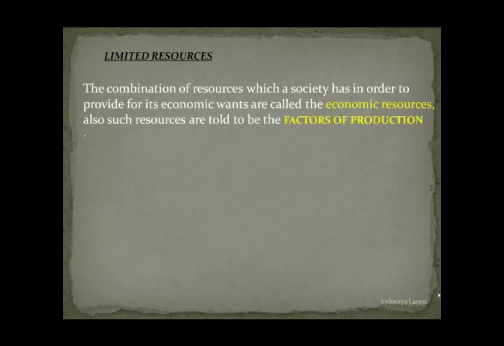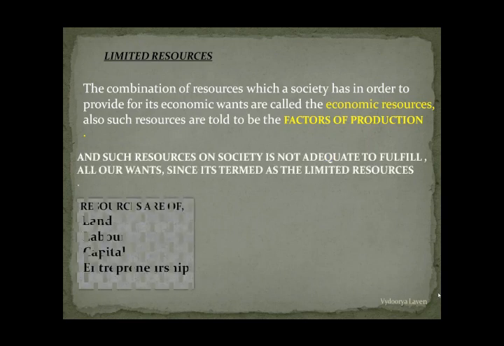Okay, now let's look into what's meant by the resources which we looked at earlier. The combination of resources which a society has in order to provide for its economic wants are called the economic resources. Also, such resources are said to be the factors of production named the land, labor, capital, and entrepreneurship. And as I explained earlier, such resources in society are not adequate to fulfill all our wants, hence they are termed limited resources, which cause the evolution of scarcity.